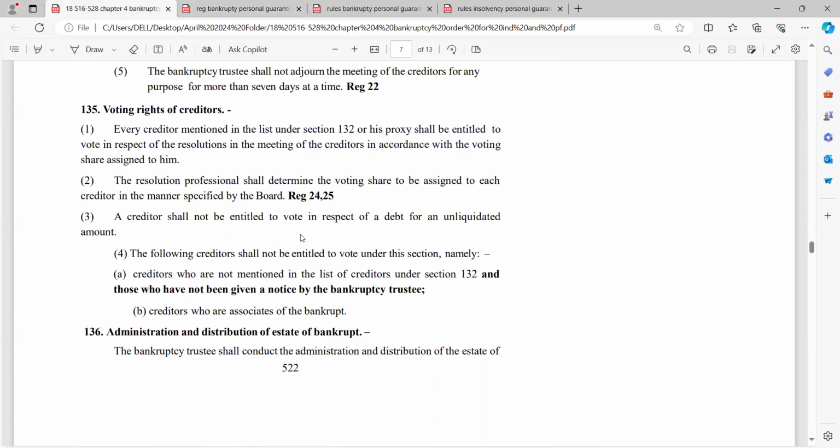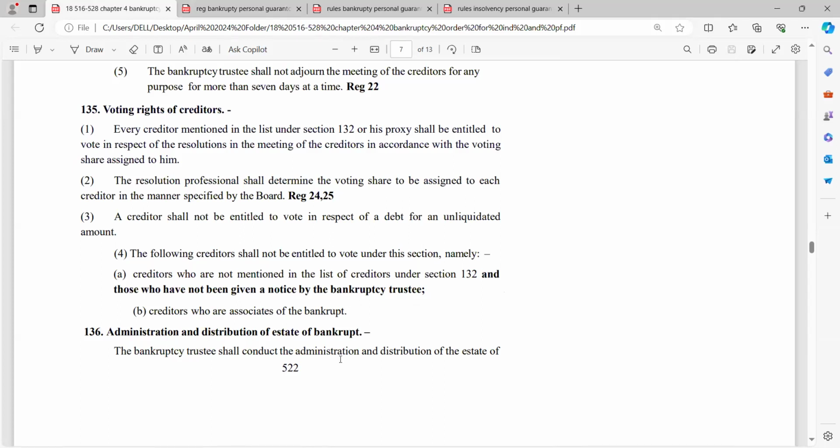A creditor shall not be entitled to vote in respect of a debt for an unliquidated amount. The following creditors shall not be entitled to vote under this section, namely creditors who are not mentioned in the list of creditors under section 132 and those who have not been given a notice by the bankruptcy trustee. Same like insolvency. Creditors who are associates of the bankrupt. So they are not entitled to vote.